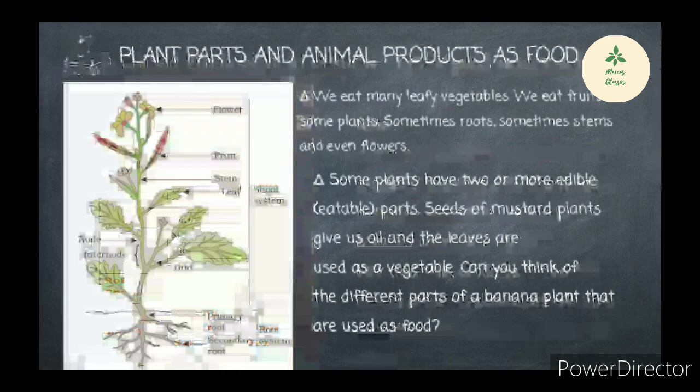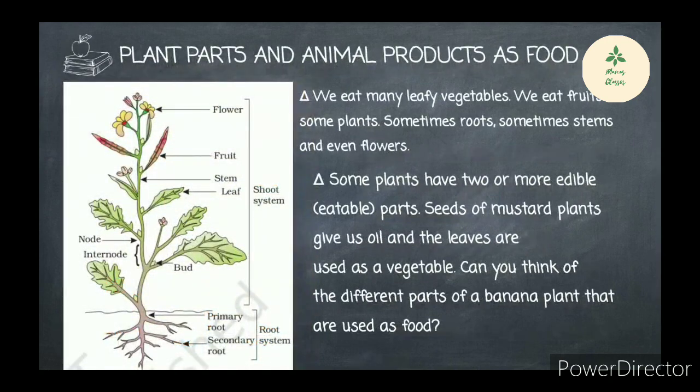And now look at the picture again, part of our syllabus. Plant part and animal product as a food. We already discussed this part in the textbook also. Just go through the point only. Some plants have 2 or more edible parts. Seeds of the mustard plant give us oil, and the leaves are used as a vegetable.